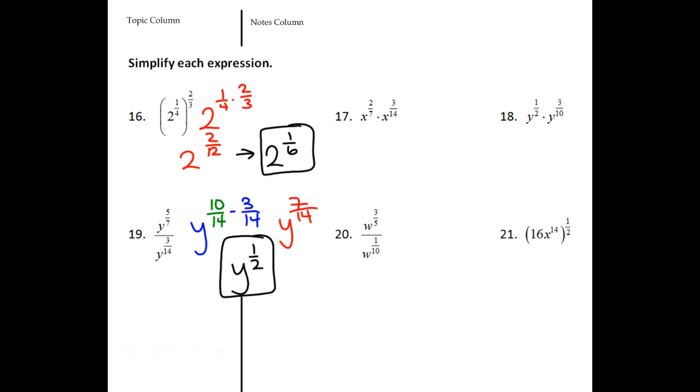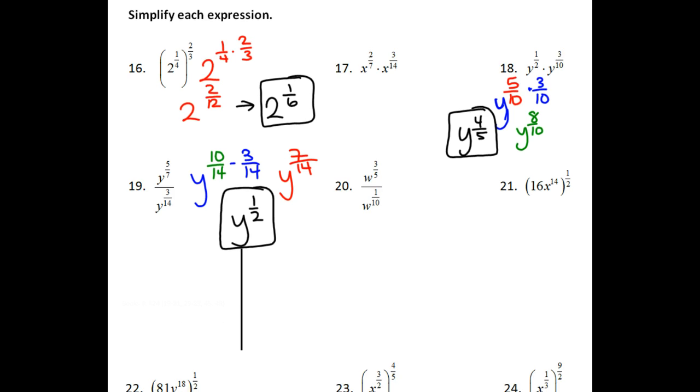Number 17 and number 20, I'm going to skip those and come back to them. I'm going to have you guys do those, but I'm going to do number 18. Remember, when we're multiplying those, we add the exponents, so we get 1/2 plus 3/10, which means I need to change that 1/2 to 5/10. Now we just add those up, so we really get y to the 8/10, and lastly, we need to simplify that, divide top and bottom by 2, so we're really going to get y to the 4/5 power.